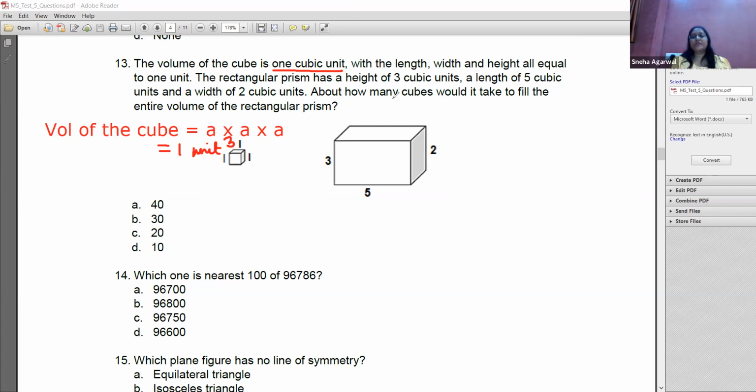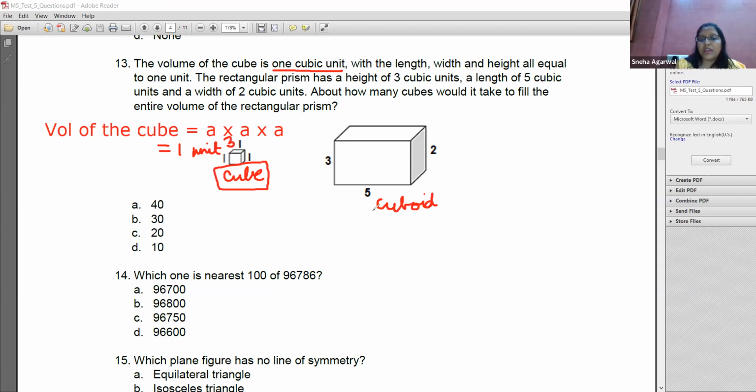The rectangular prism has a height of 3 cubic units, a length of 5 cubic units, and a width of 2 cubic units. About how many cubic cubes would it take to fill the entire volume of the rectangular prism? So this is a cube which is given to you, having a volume of 1 unit. And now this is the cuboid.